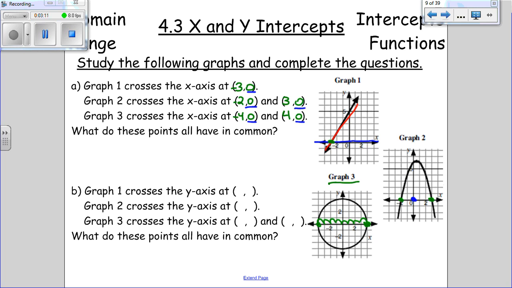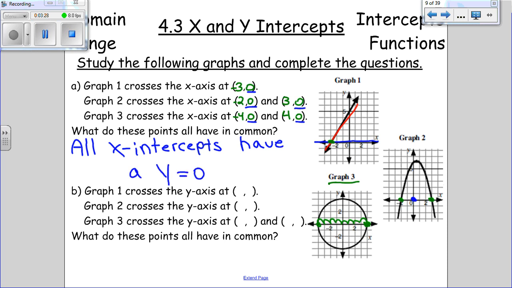The important thing here is that all x-intercepts, no matter where they are, have a y value equals 0. All of them. No matter what the graph looks like, if I'm telling you there's an x-intercept, it has a y value of 0. We're going to do the same thing now. We're going to look at the same 3 graphs. And we're going to look at their y-intercepts. So now you're going to look to see where they crossed the y-axis.